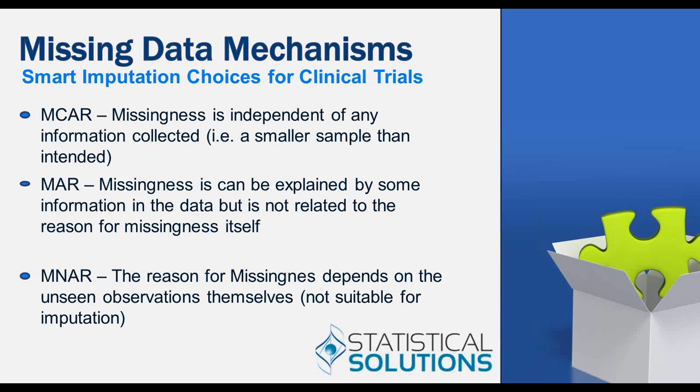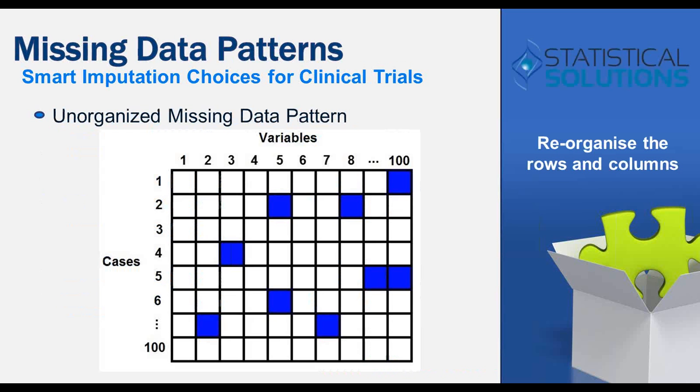And finally, there's missing not at random, where the missingness depends on the unseen observations themselves. So for the missingness that has occurred in your data there, you actually require the information that is missing to explain the missingness itself. This is what's called non-ignorable missing data, and a different approach needs to be taken when going down that route.